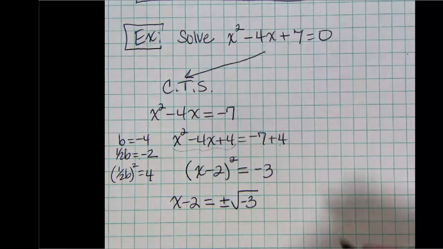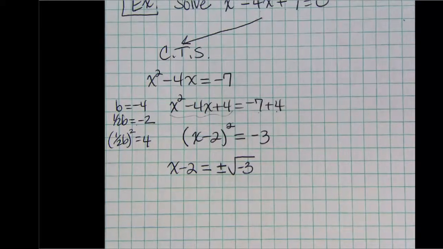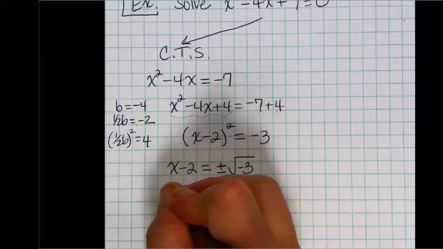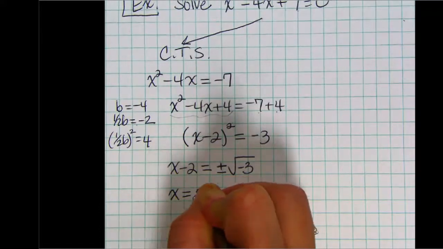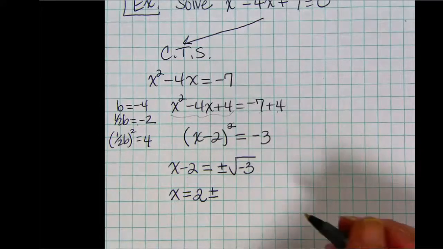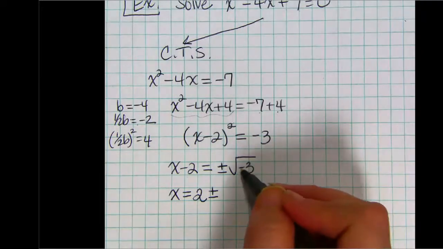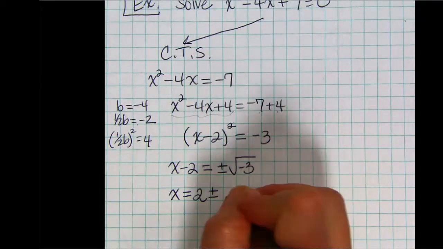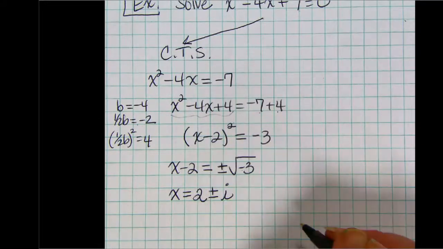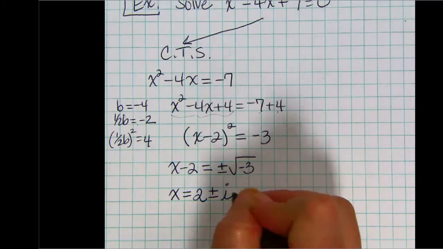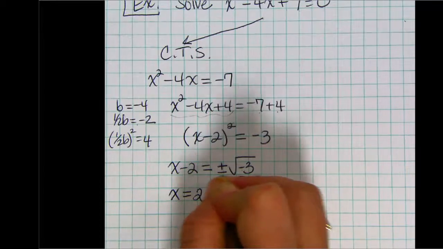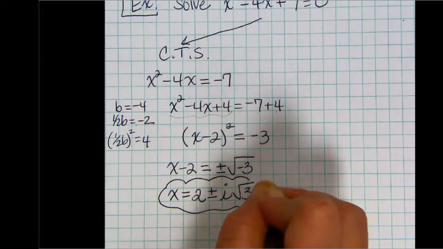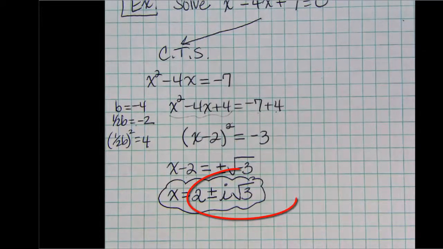Now we can finish up, get x alone by adding 2 to both sides, and now use what we learned the other day about negatives under the square root. The square root of negative 1 is i, so I bring that out as i, and I cannot square root 3, so I leave it alone. So when I complete the square, I get 2 plus or minus i root 3. There are my two answers. 2 plus i root 3 and 2 minus i root 3.